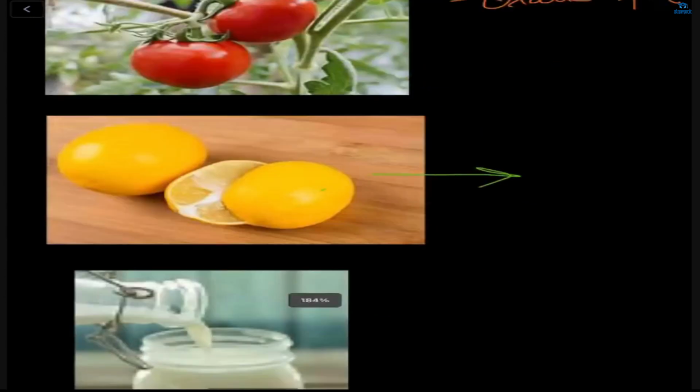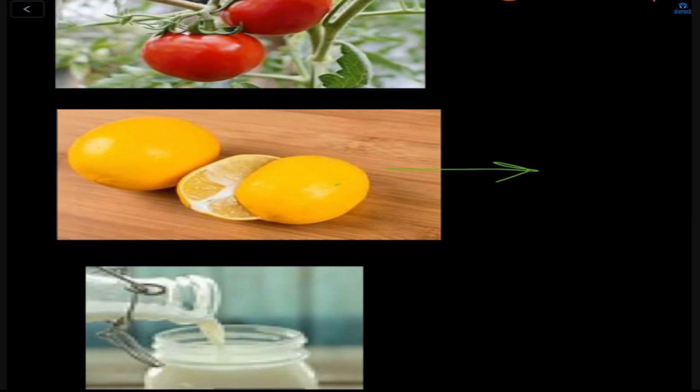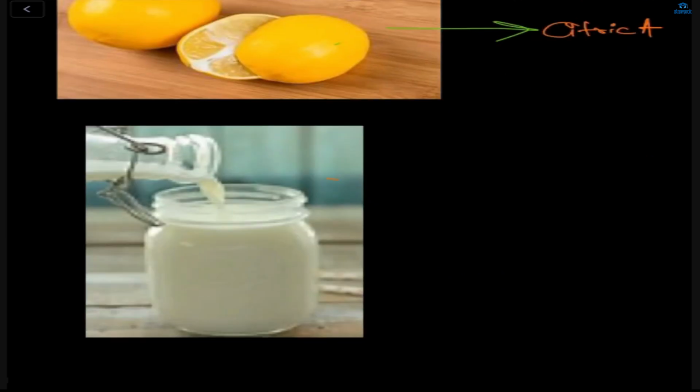It's been 3 years. Why did you forget? In class 6, I didn't used to study much, but now I do. Oh, okay. Tell me about lemon. Is it again acetic acid? Yes. Citric. And what about this? Milk? Milk is acidic.